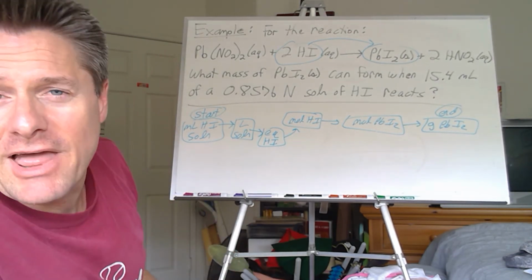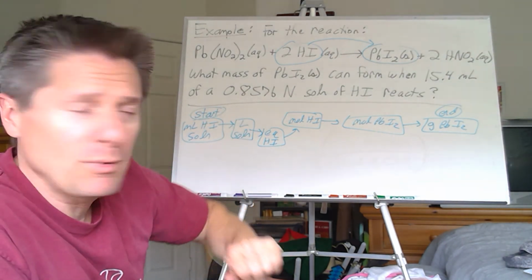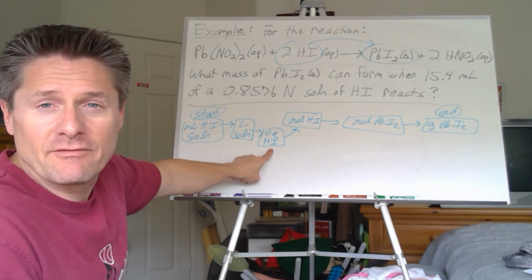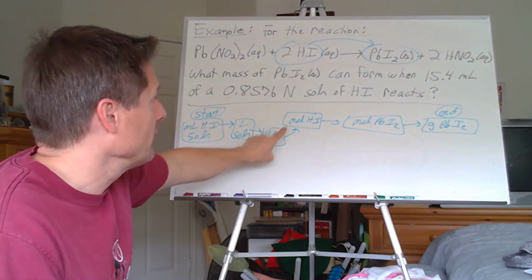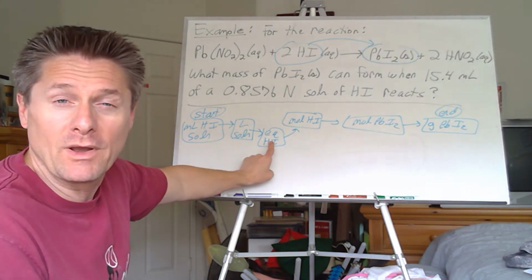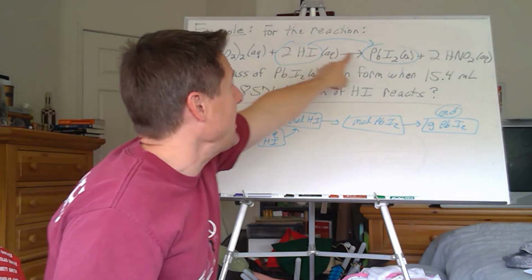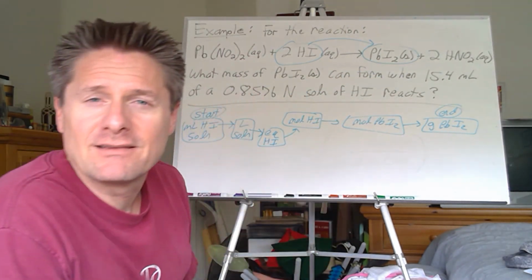I kind of had to squish that in there. So I'm going to convert to liters because normality is equivalence per liter. And then use the normality to get to equivalence of the solute. Use the chemical formula to get from equivalence of solute to moles of solute. See the one hydrogen, one equivalent per mole. And then I can go from moles of HI, the 2-to-1 ratio of reactant to product, and then use the molar mass to do that.